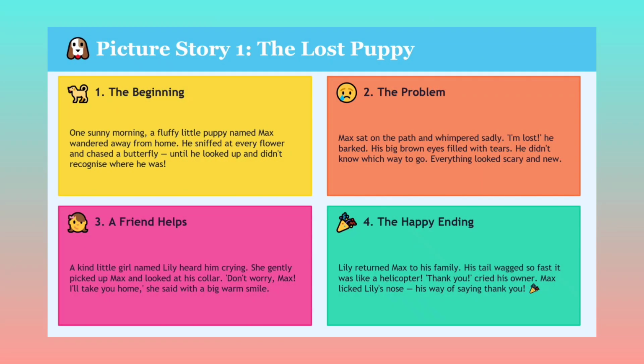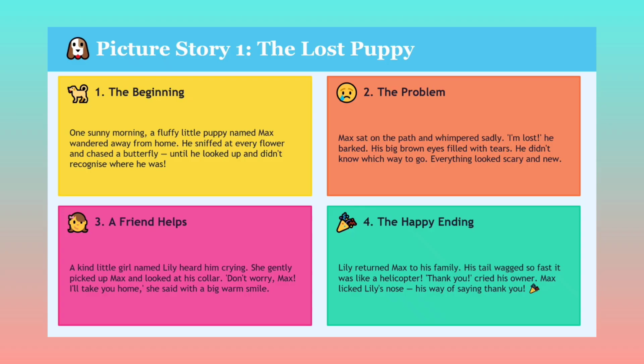The name of the story is The Lost Puppy. Now we have to write the narrative writing. The first step, that is the beginning. One sunny morning, a fluffy little puppy named Max wandered away from home. He sniffed at every flower and chased a butterfly until he looked up and didn't recognize where he was.